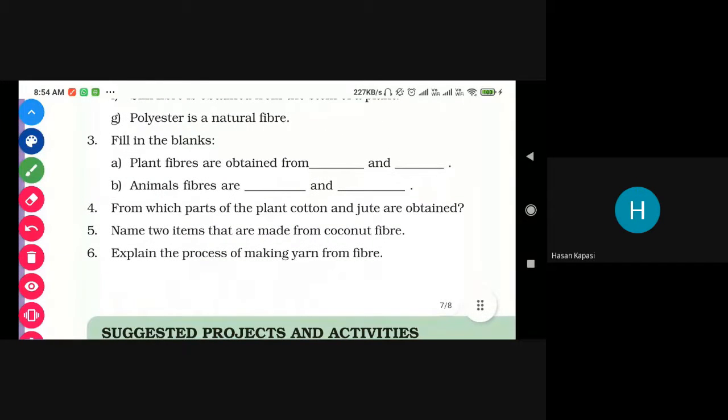Ma'am, this all exercise you gave in the workbook. Yes, beta. And I've given you question answers also. We'll do the question answers also right now, okay? I'll make you learn them right now so that there is no problem for you, okay? Okay, ma'am. Plant fibers are obtained from cotton and jute plants. Yes, cotton and jute.